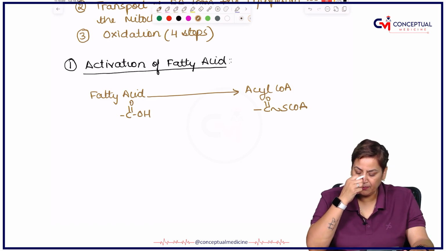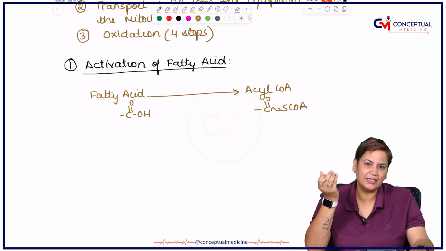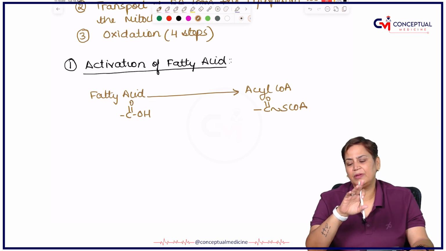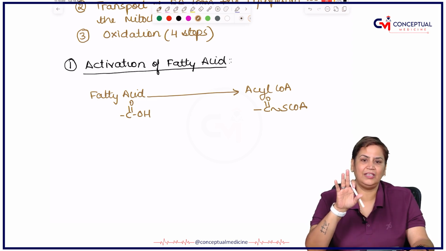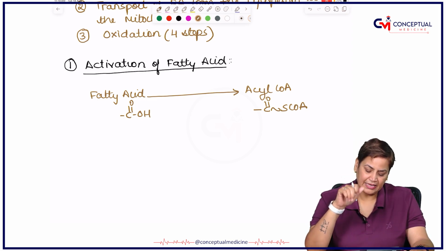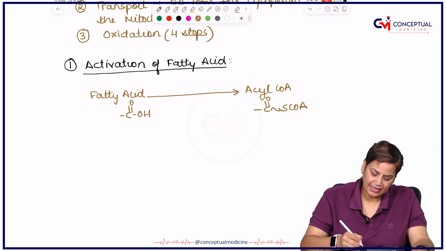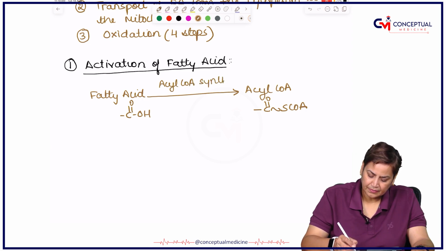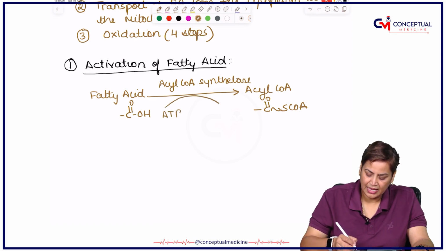Why SCoA? Because it is the precursor of vitamin B5, which is pantothenic acid. And here the name of the enzyme is acyl coenzyme A synthetase. And we know whenever we write synthetase, that means ATP is utilized, converting to AMP, so I can say 2 phosphates are used.